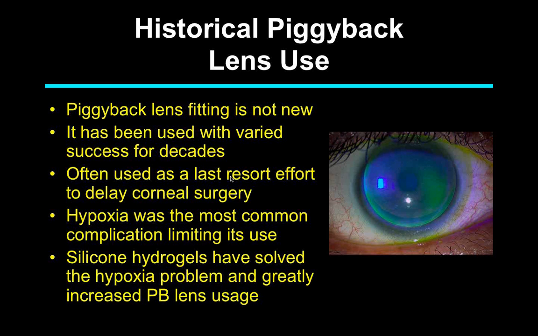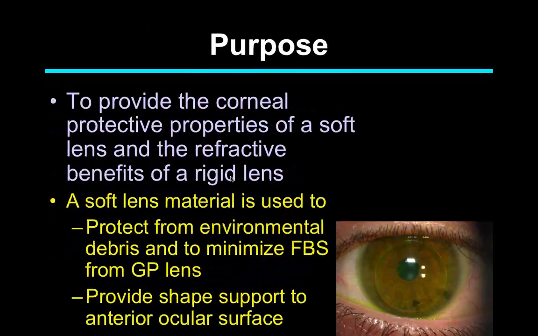Often it was first generation, like polymacon. And the combination just tended to suffocate the cornea, and the patient couldn't wear them for very long at a time. Variable success. Hypoxia was the most common complication at the time. But silicone hydrogel soft lenses have largely solved this hypoxia problem and greatly increased the piggyback lens uses.